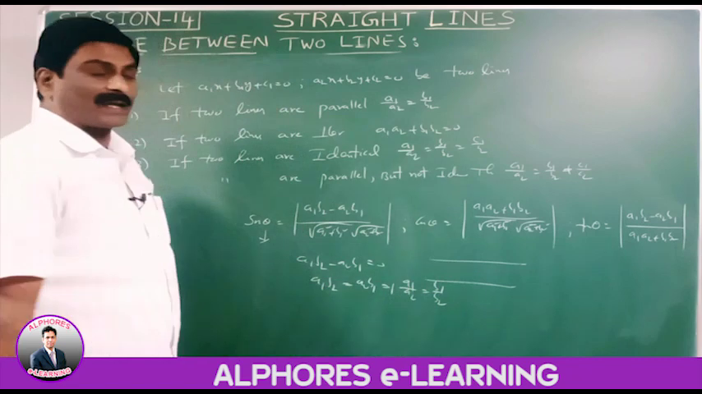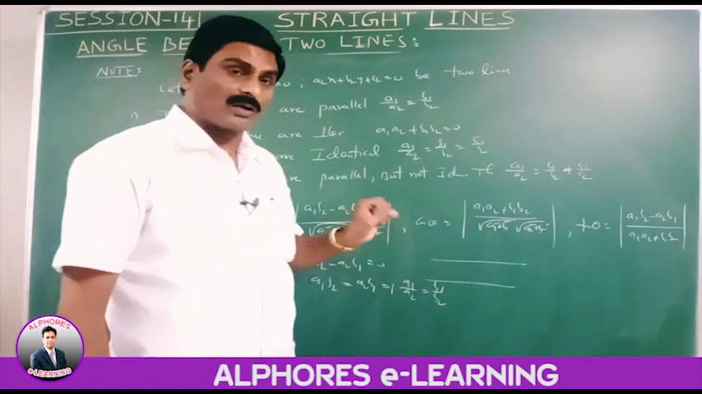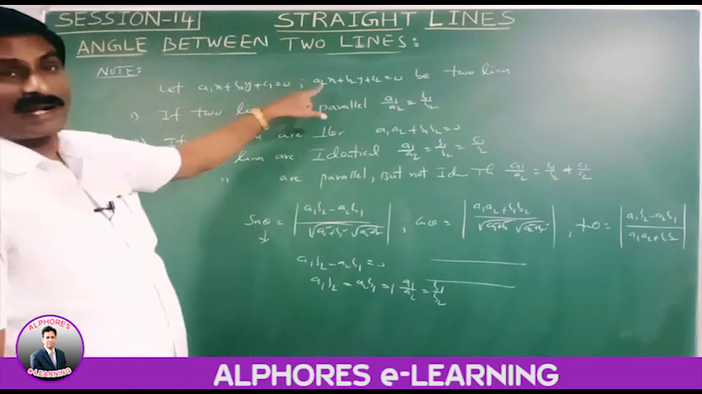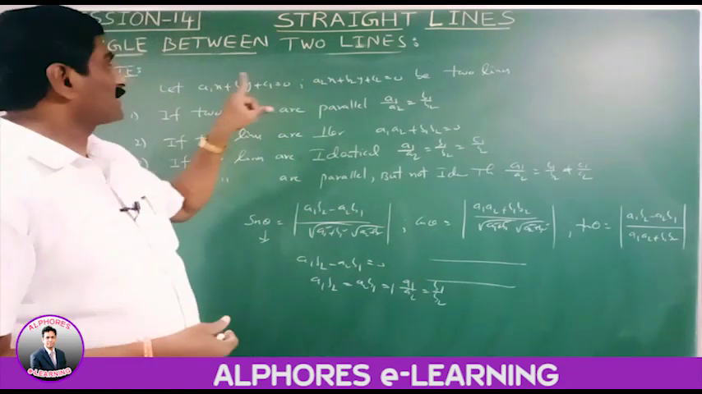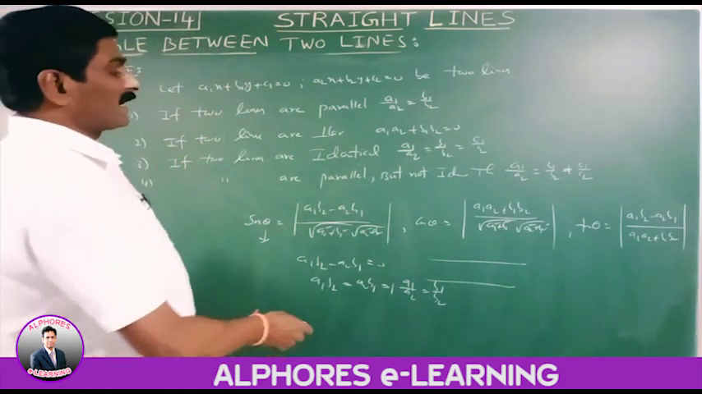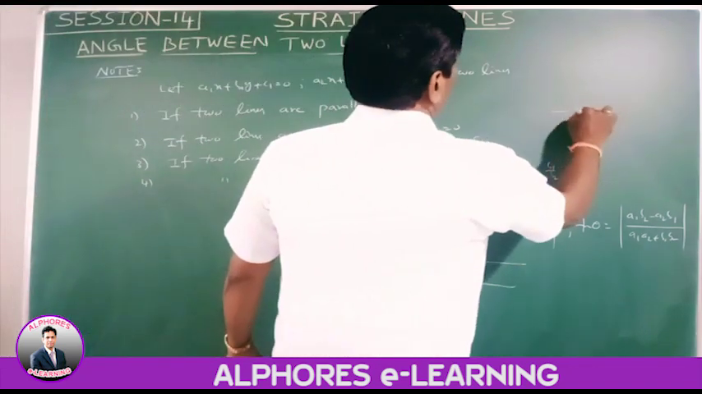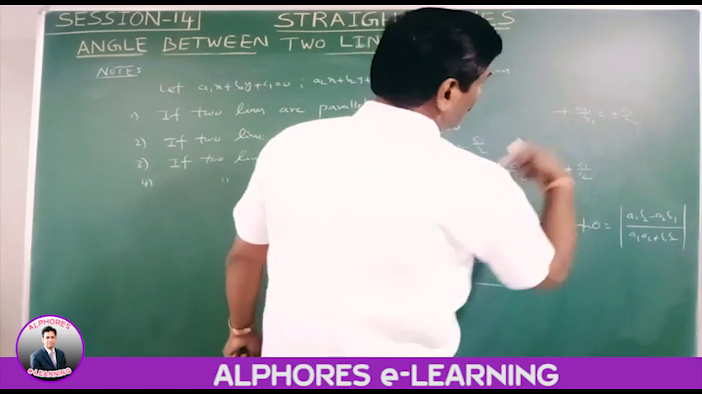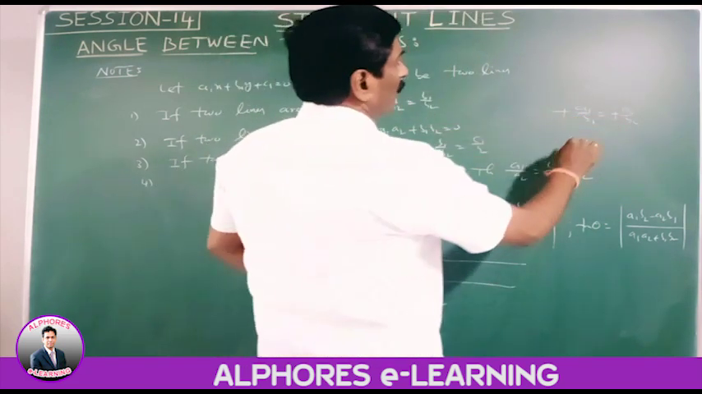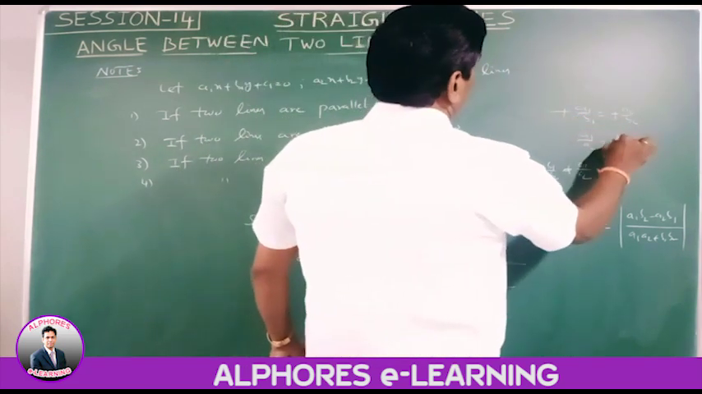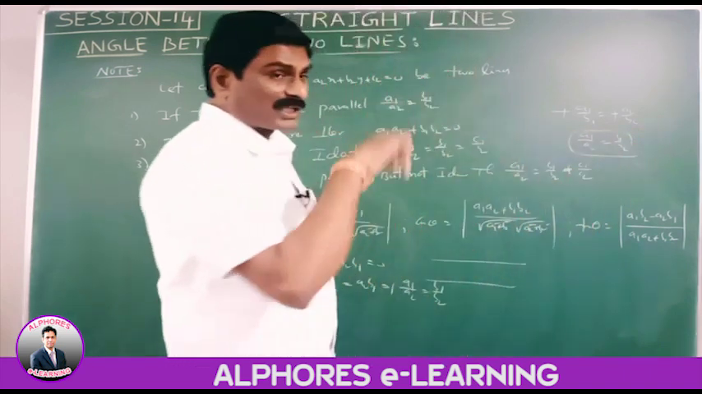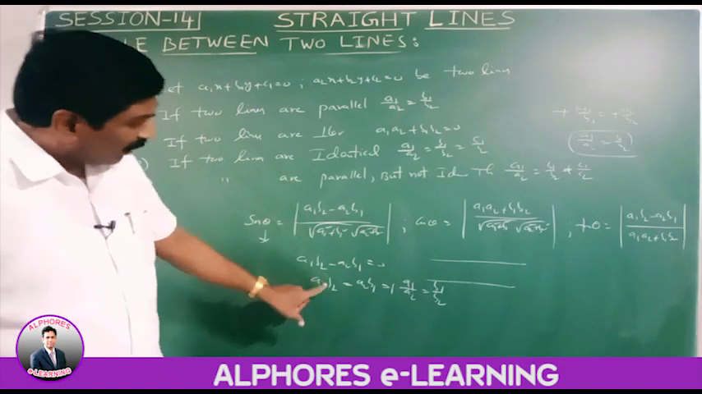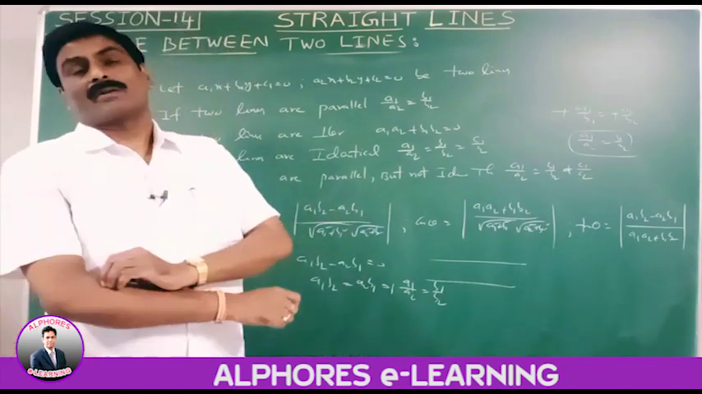If the two lines are parallel, what is the condition? a1 by a2 is equal to b1 by b2. Already we proved this value. If the two lines are parallel, what is the condition? Slopes are equal. That means m1 = m2. m1 means −a1 by b1 is equal to −a2 by b2. That means these two are cancelled. That means a1 by a2 is equal to b1 by b2. By using the slopes condition, a1 by a2 is equal to b1 by b2. In this case, by using angle also, a1 by a2 is equal to b1 by b2.